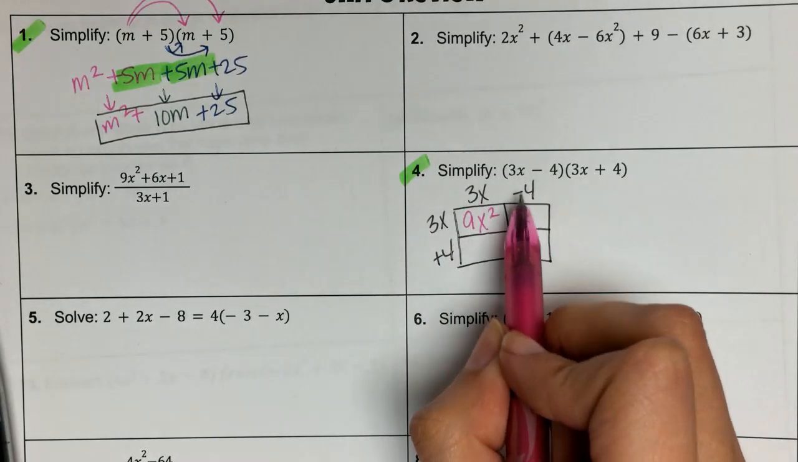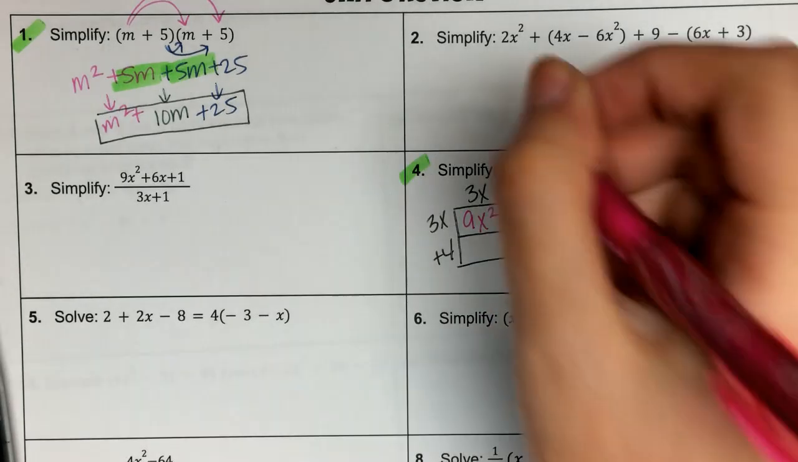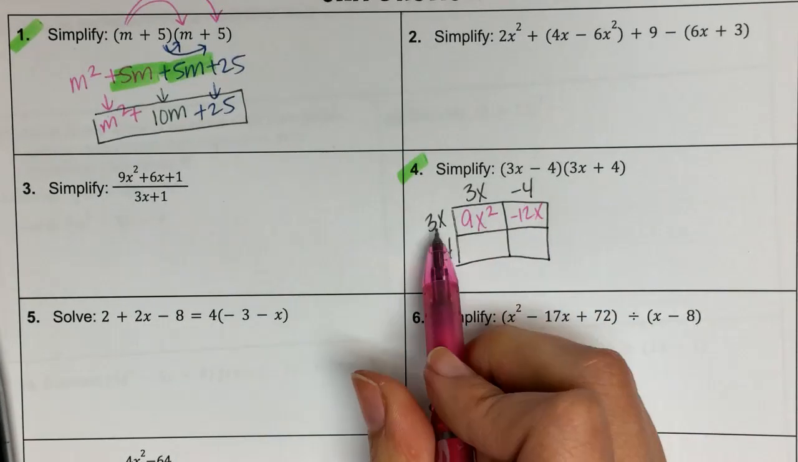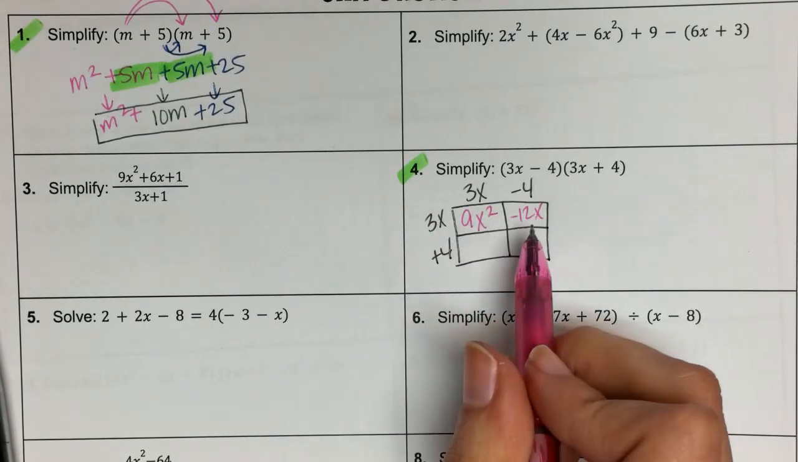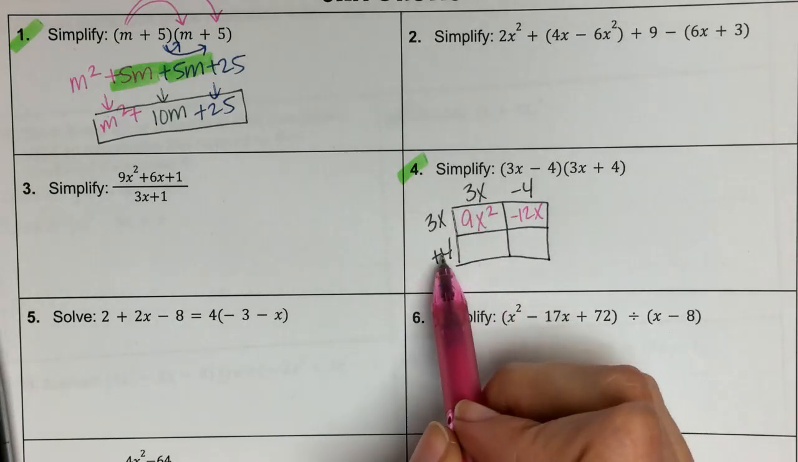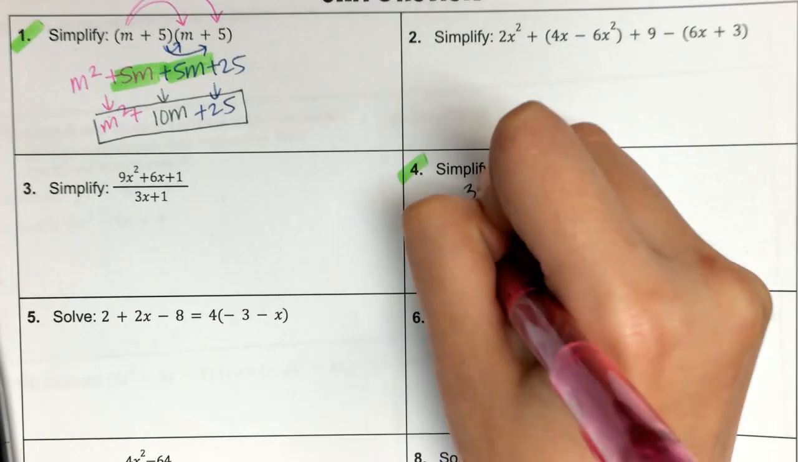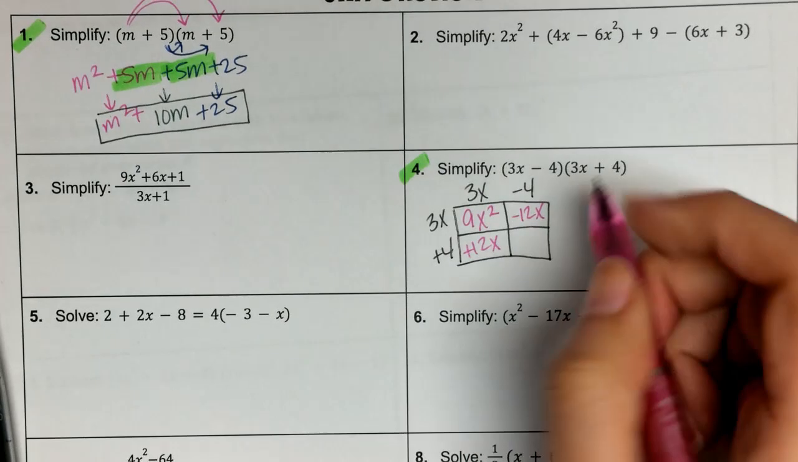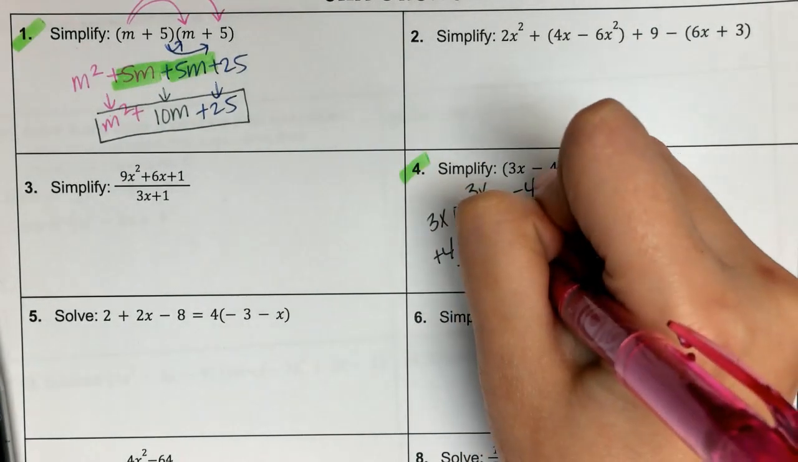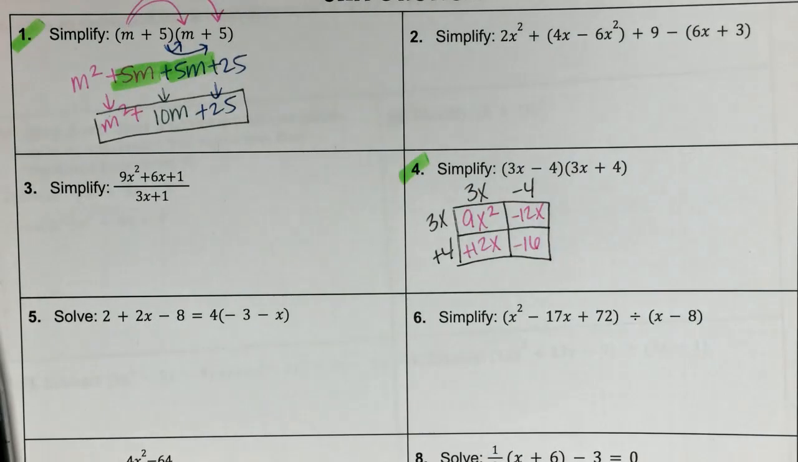Next, I'm going to multiply negative 4 times 3x, which is going to give me negative 12x. Negative 4 times 3 is negative 12. This has an x, so I keep the x. Similarly, here I have 3x times positive 4, so that's a positive 12x. And then finally here, I have a negative 4 times a positive 4, which is a negative 16.